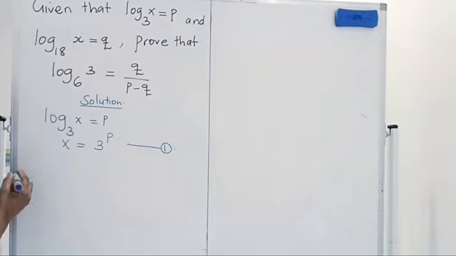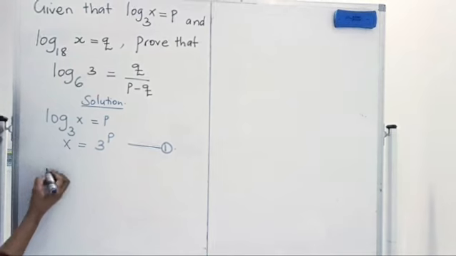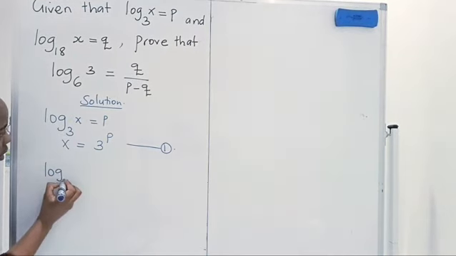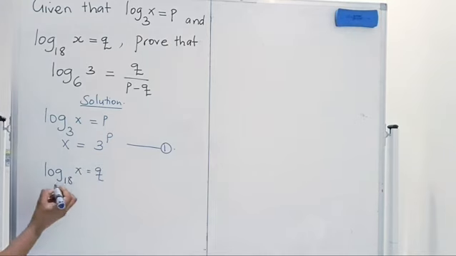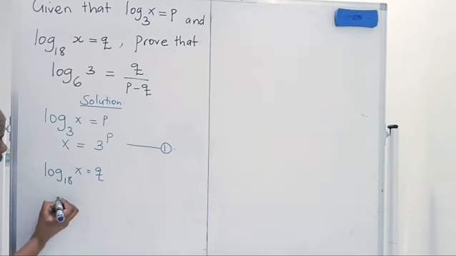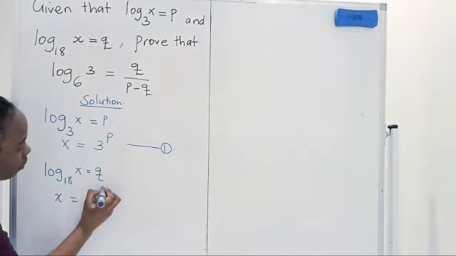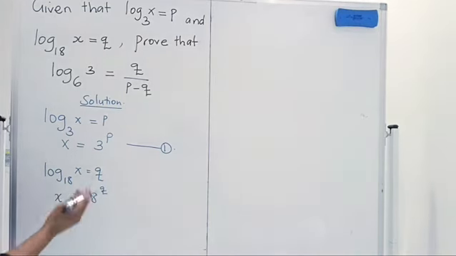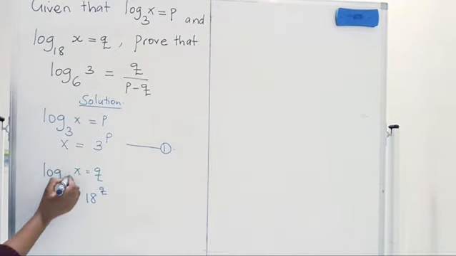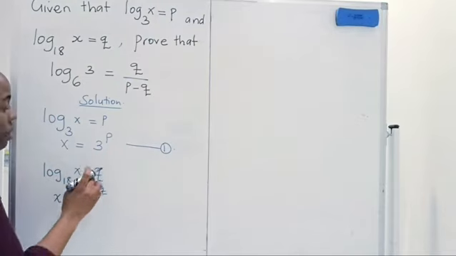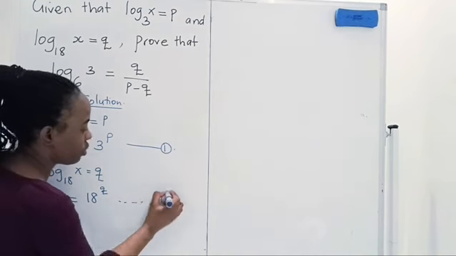Okay? Then we have log 18 of x is equal to q. So I will do the same. x is equal to 18 to power q. Okay? When you're taking it back to indices, this value comes here, then the base remains the same, and then you raise it to this power. So this is equation 2.